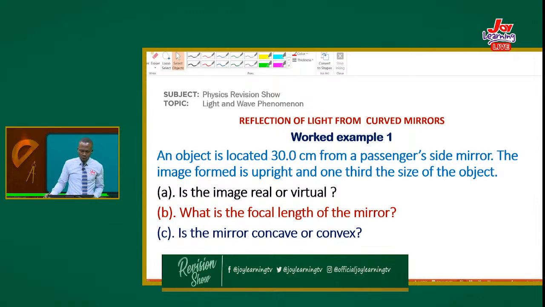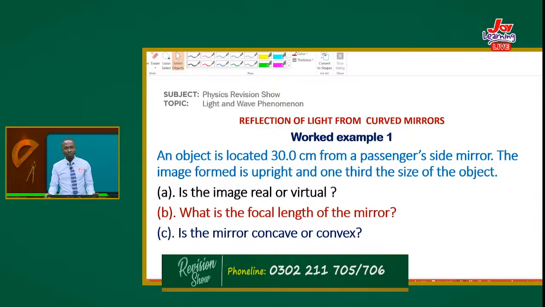It says an object is located 30 centimeters from a passenger's side mirror. So it tells you the kind of mirror that is being used, a passenger's side mirror. The image formed is upright and one-third the size of the object. So we give you some parameters in here. A, is the image real or virtual? B, what is the focal length of the mirror? And C, is the mirror concave or convex?